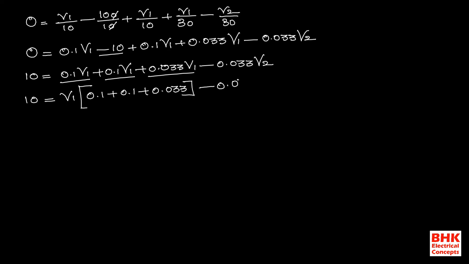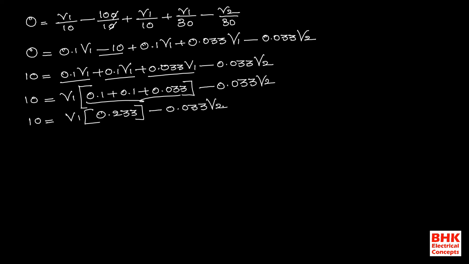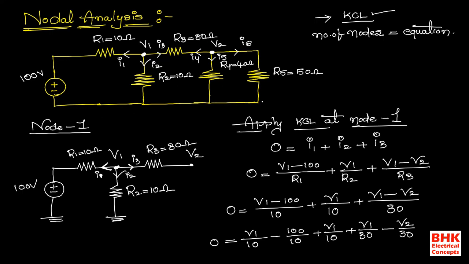minus 0.033 V2. Okay, now by simplifying, 0.1 plus 0.1 plus 0.033 gives the value 0.233. So 10 is equal to V1 into 0.233 minus 0.033 V2. Now I am assuming this is equation number 1 we got from the actual circuit, that is this one. Okay.